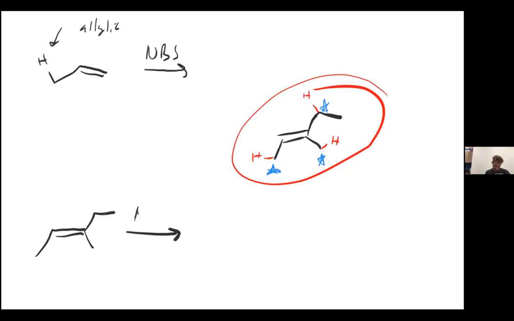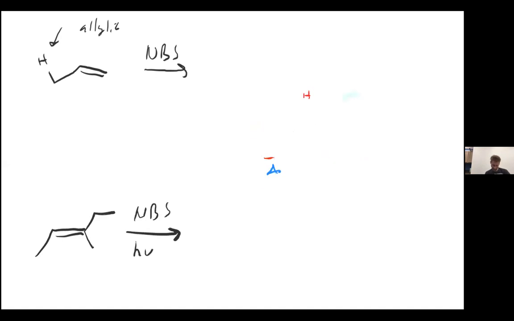We had an NBS and light. We are going to make a bunch of radicals. So we can make a radical at any one of these positions. There are 3 of them. So I'm just going to go through them systematically.